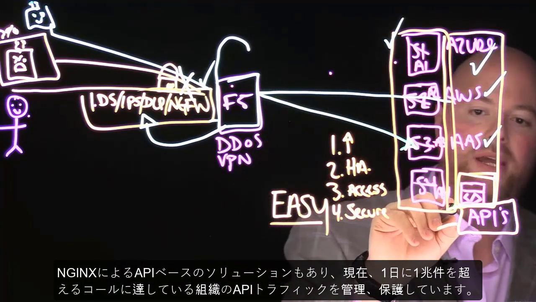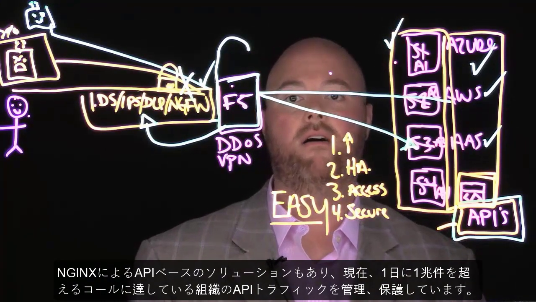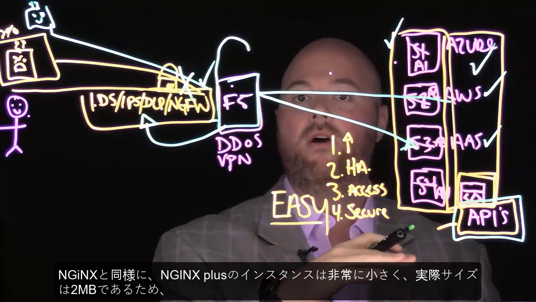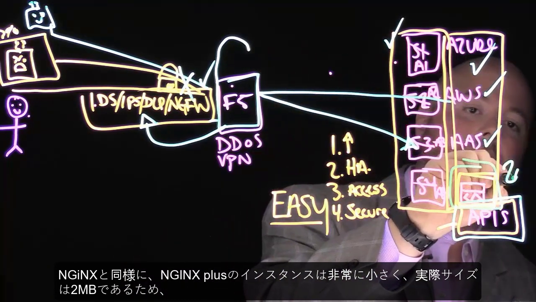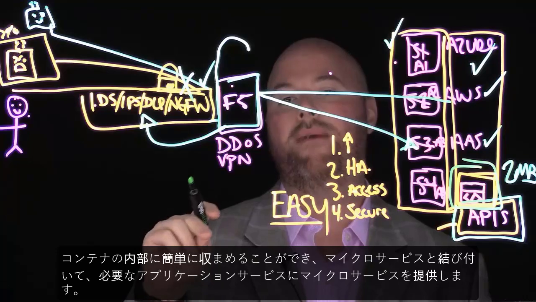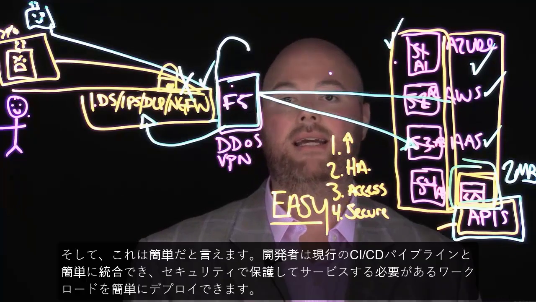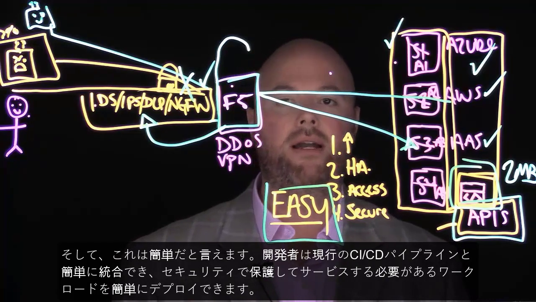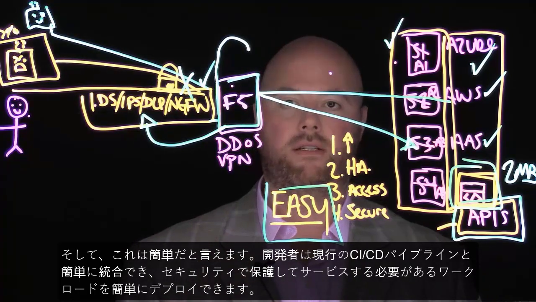We also have an API-based solution through NGINX that currently manages and secures the API traffic of organizations that have reached over 1 trillion calls per day. As well with NGINX, an instance of NGINX Plus is so small, in fact, 2 megabytes in size, that it easily fits inside a container tied to the hip of your microservices and providing that microservice the application services that it requires. And I can tell you that this is easy for your developers to integrate with their current CI/CD pipeline and easy to deploy with the workloads that you need secured and serviced.